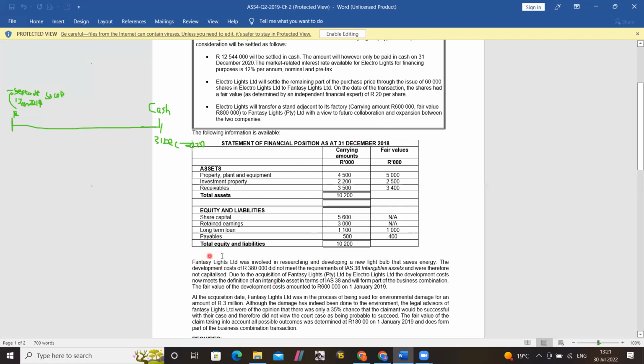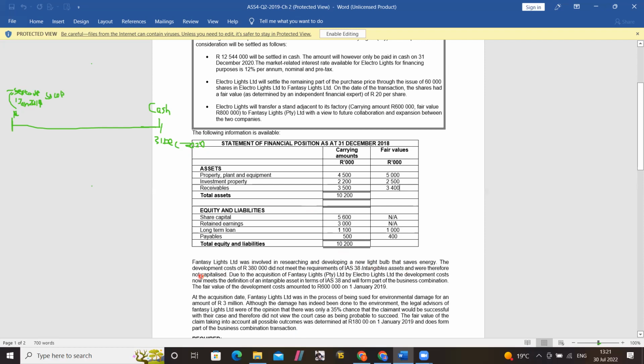Don't forget, we're still at the assets. So Fantasy Limited was involved in researching and developing a new light bulb that saves energy. The development cost of 380,000 didn't meet the requirements of IAS 38 intangible asset, therefore not capitalized. Do you see that? Because we are already considering development costs. So development costs, where are they considered? Recognition criteria, right?